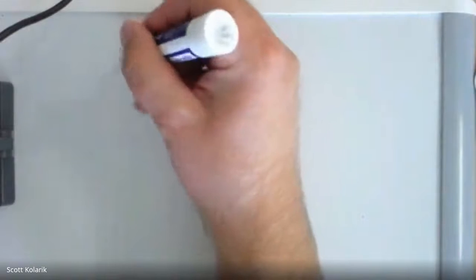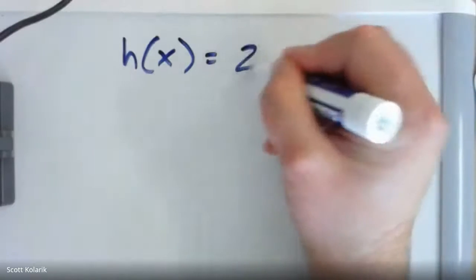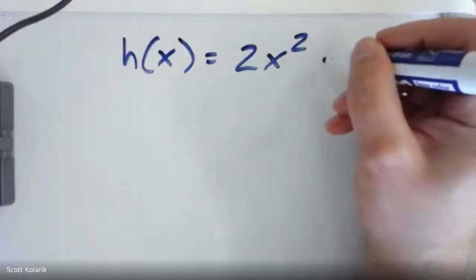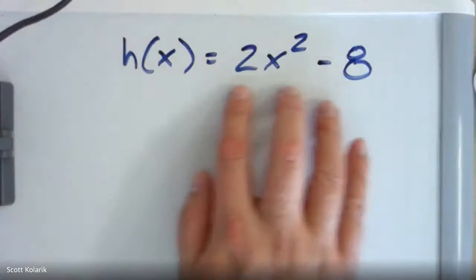So in the first example, we are given this equation. h of x, which is just the name of the function, is equal to 2x squared minus 8. Now, the first thing we were asked to do here is to rewrite this in intercept form, which again, essentially means we're going to factor this. So now we're going to go back to our chapter 2 strategies.